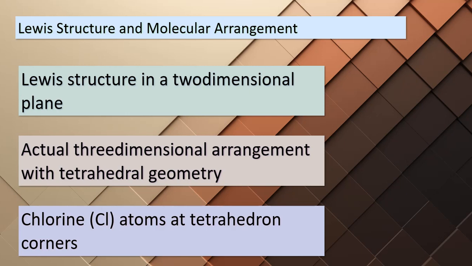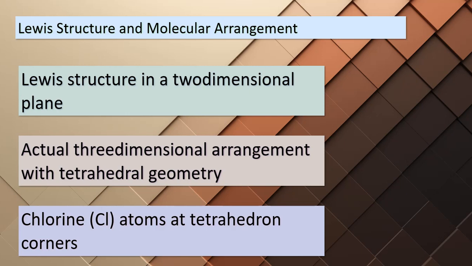Take a look at Figure 9.1, where we see an example of a molecule's Lewis structure. In this case, we have chlorine, Cl, atoms involved. Now, brace yourselves for the twist. The actual arrangement of these atoms in 3-dimensional space is quite different.